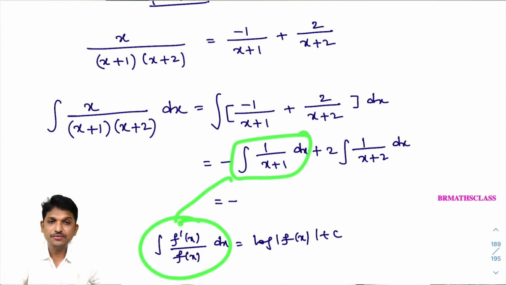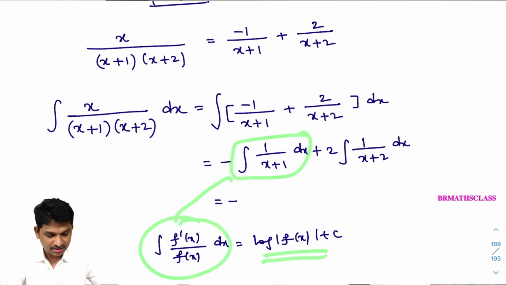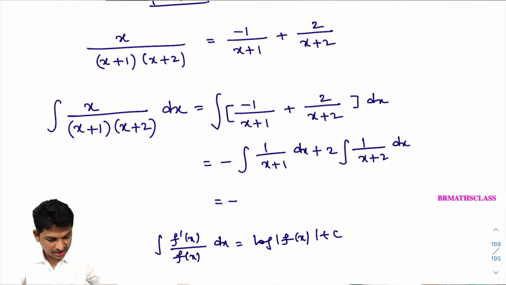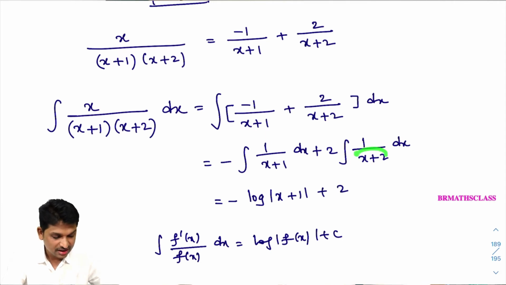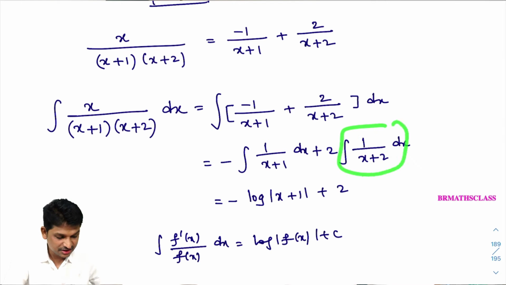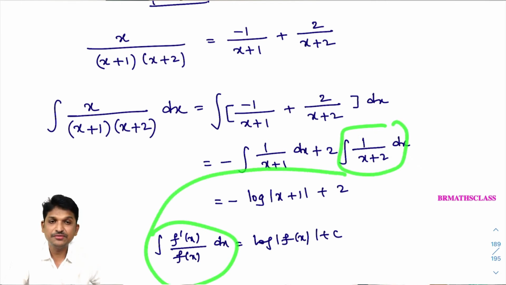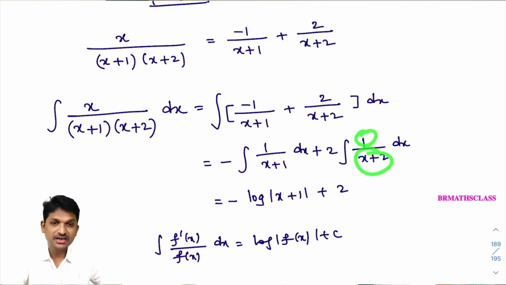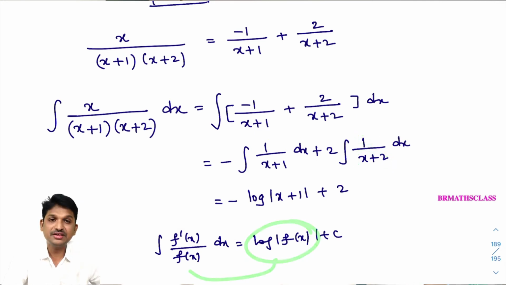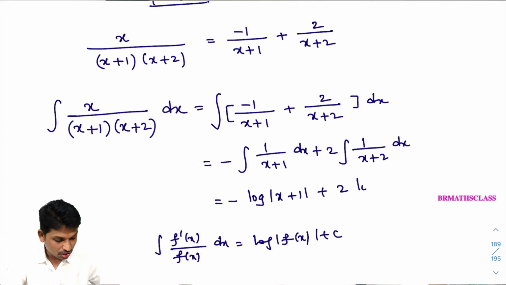Integral of f dash of x by f of x dx. What is its answer? Log mod f of x. So what is the integral of this? As the numerator is the derivative of the denominator, I'll write its answer: log mod x plus 1, plus 2 times, look here, the derivative of x plus 2 is 1, right? This integral is of this form only. The numerator is the derivative of the denominator, then its answer is log mod f of x. This is log mod x plus 2 plus c.